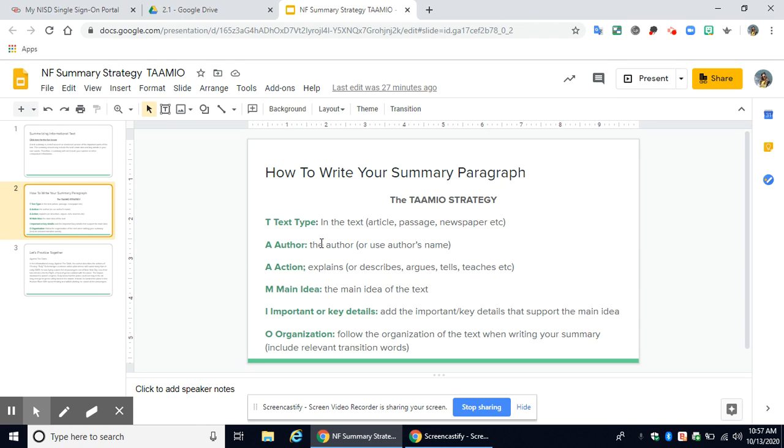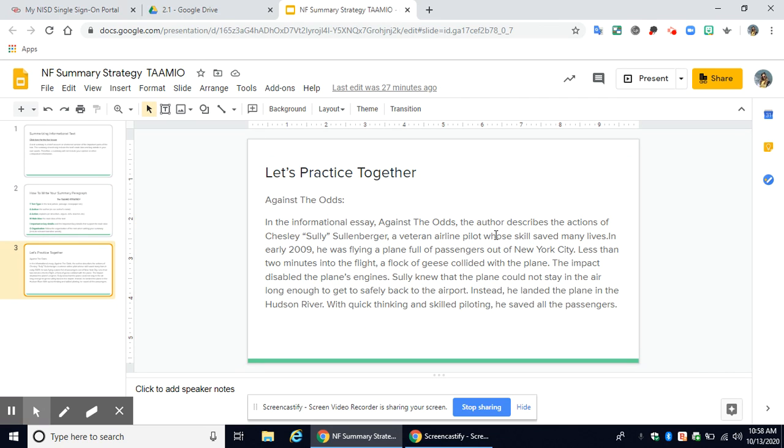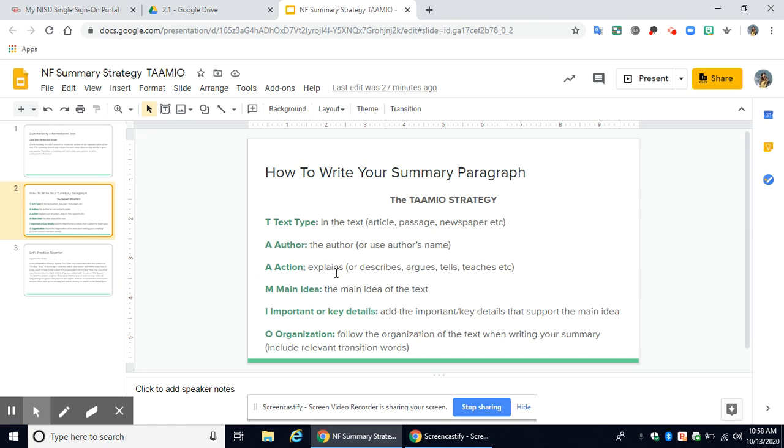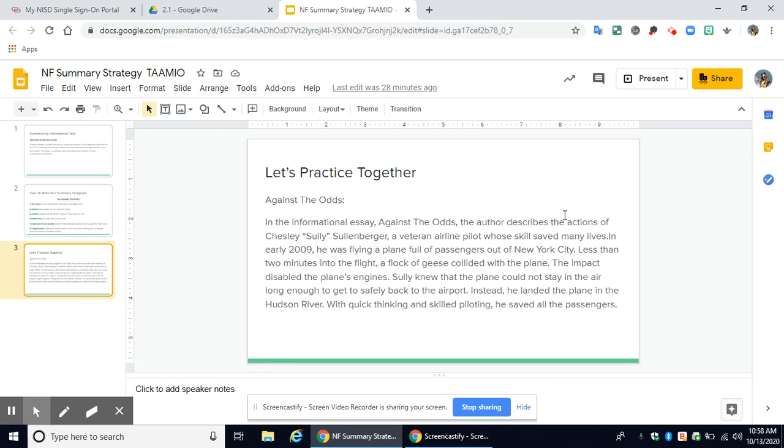Then we'll say "in the informational essay, the author." Right here we just put "the author"; we're not putting his name. And then the action. Here the author describes the actions. He's actually painting the picture for you so you can visually see it when you're reading. So again, the author describes the actions of what happened that day with Sully, when he landed the plane in the river.